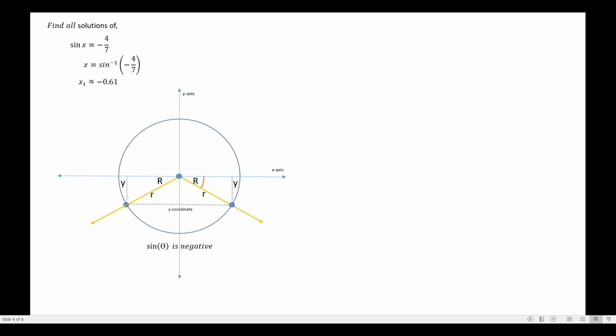Because that's negative, that means clockwise rotation. Now, to get the other value, you have to consider negative pi plus 0.61. So negative pi means negative 180 degrees, from here until here, and then we have to go back counterclockwise, so that's a plus. So negative pi plus 0.61 is approximately negative 2.53. So those are the two values in the first revolution.